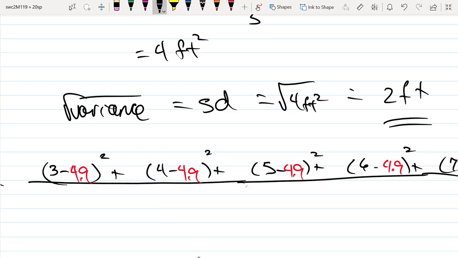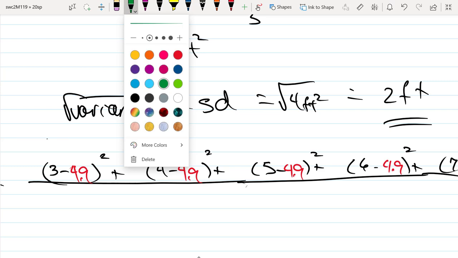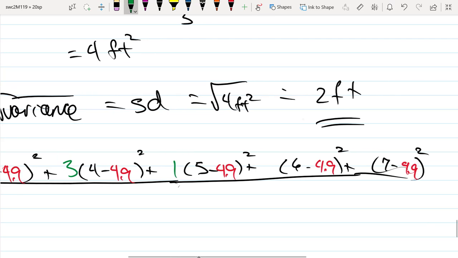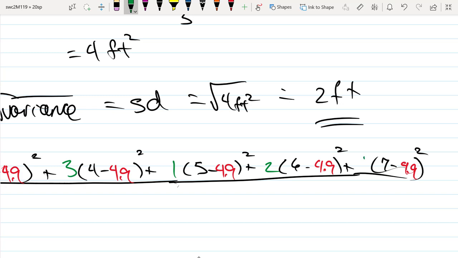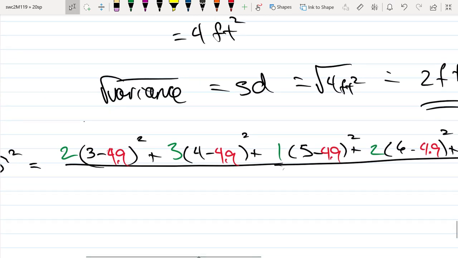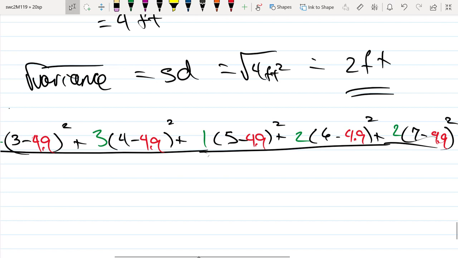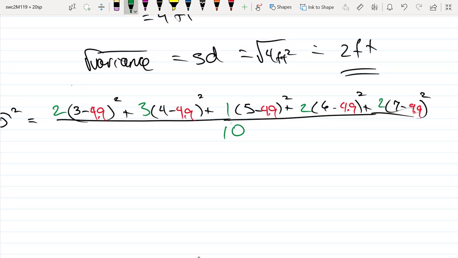So since I had 2 threes, instead of writing 3 minus 4.9 squared plus 3 minus 4.9 squared, I'm going to just say that I've done that twice by writing 2 here. And since I had 3 fours, instead of writing this whole thing 3 different times, I'll just say that I had 3 of those with that variation. And I think there was just 1 of those, 2 of those, and there were 2 sevens. So 2 sevens, 2 sixes, 1 five, 3 fours, 2 threes, and so the average squared difference from the mean, well, if I want to get that average, I'm going to have to divide it by the total number of variables, and there were 10. So that's going to give me a variance for those.